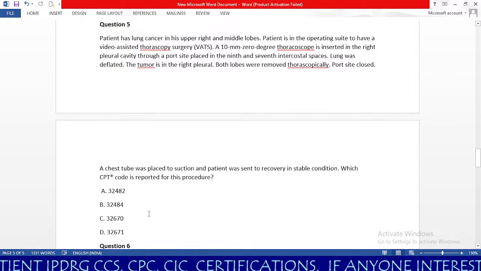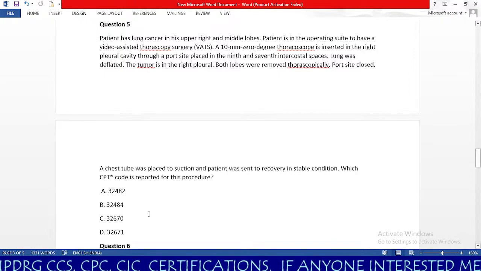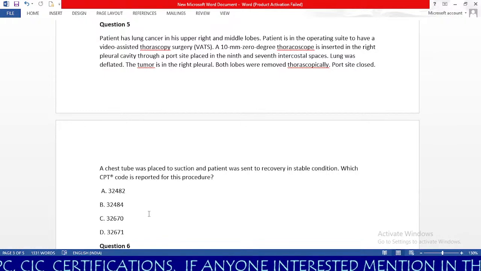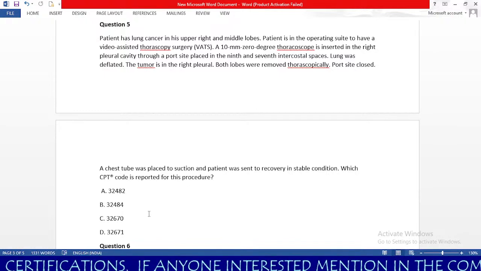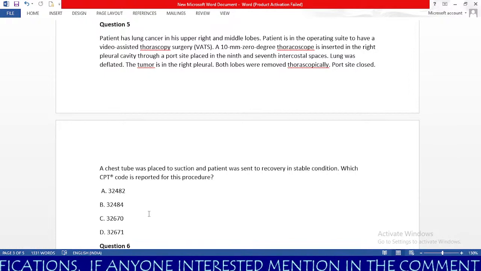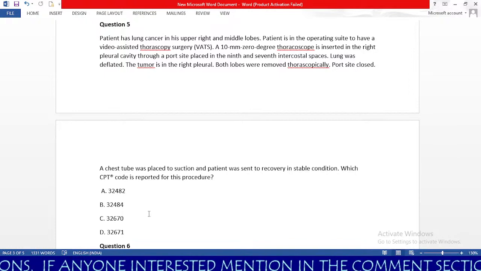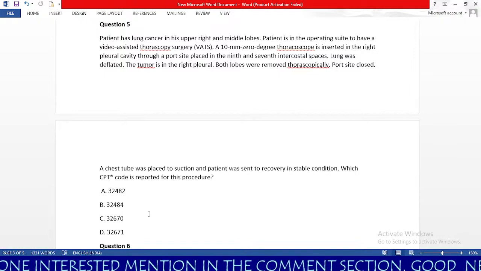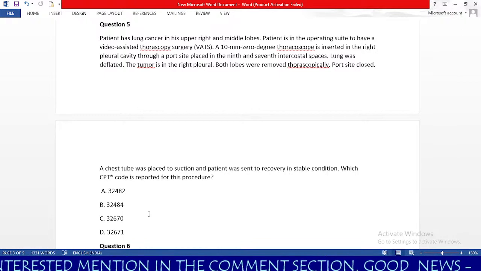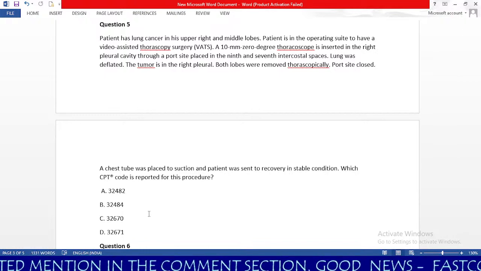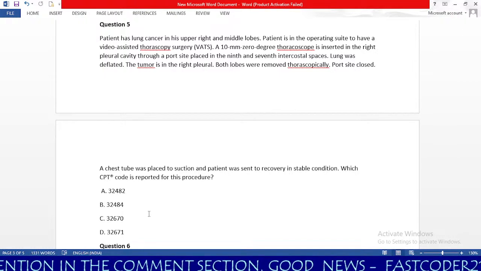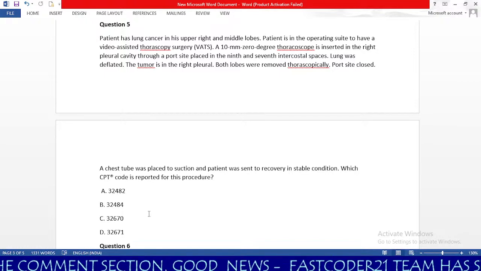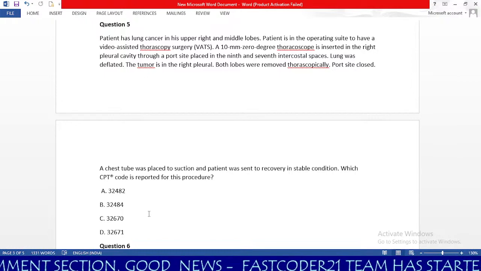So we will check 32670, removal of two lobes. We would code 32671 when the physician removes the whole lung, the complete lung. But based on documentation, the physician has removed only two lobes. So we can code 32670 with removal of two lobes. It is a bilobectomy. So C is the correct answer.